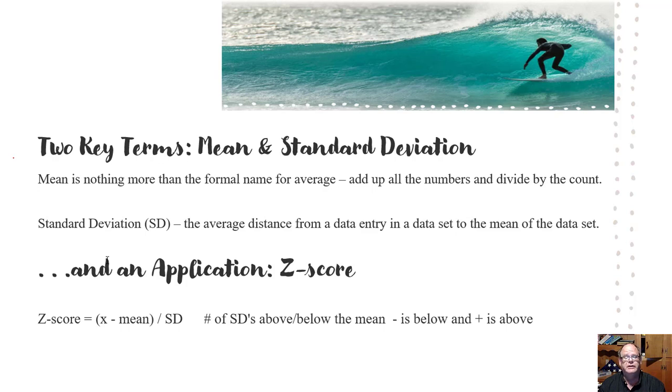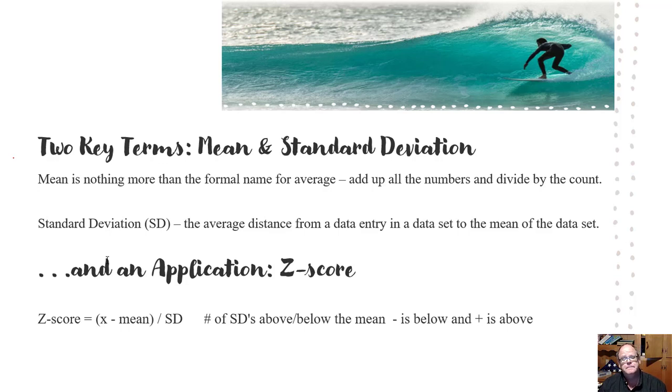So in other words, the standard deviation is a measure of a data set, same as the mean, right? You get the mean of a whole data set, standard deviation of a data set. And it's just what it says right there. It's the average distance from a data entry in the data set to the mean of the data set.